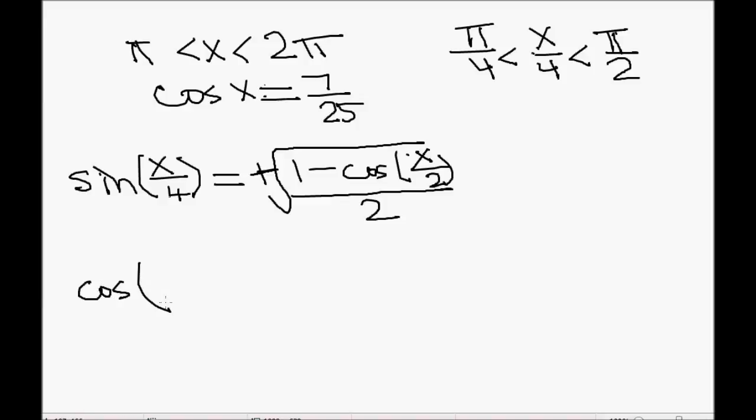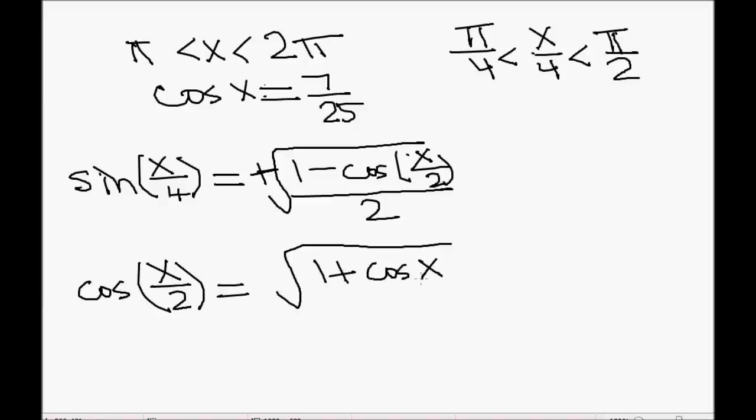Cosine of x over 2 is equal to, it's either plus or minus, more on that in a second, the square root of 1 plus the cosine of x, divided by 2. Now, is it plus or minus? If I take this and divide by 2, I know that pi over 2 is less than x over 2, which is less than pi. So x over 2 is in the second quadrant. Cosine of something in the second quadrant is negative. So I need a negative here.